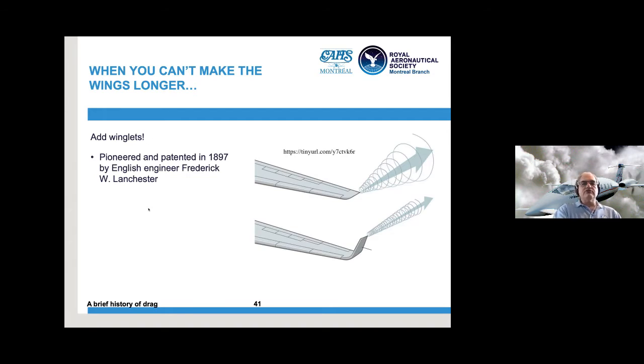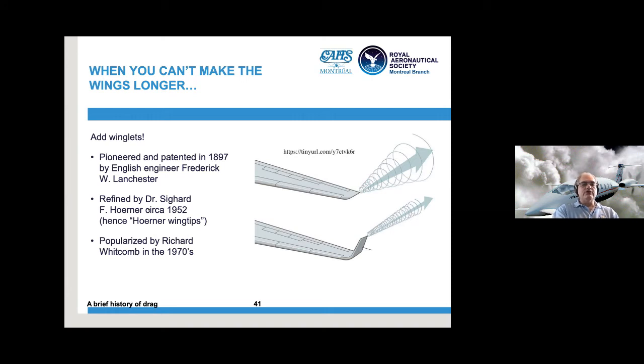Frederick Lanchester, look at the date, 1897, had already sorted out winglets, compared to the early 1900s when people were starting to fly. Herner, in 1952, reinvented these, and you can still buy Herner wingtip mods for Piper Cherokees. And Richard Whitcomb, who's one of my aerodynamic heroes, popularized them in the 70s.